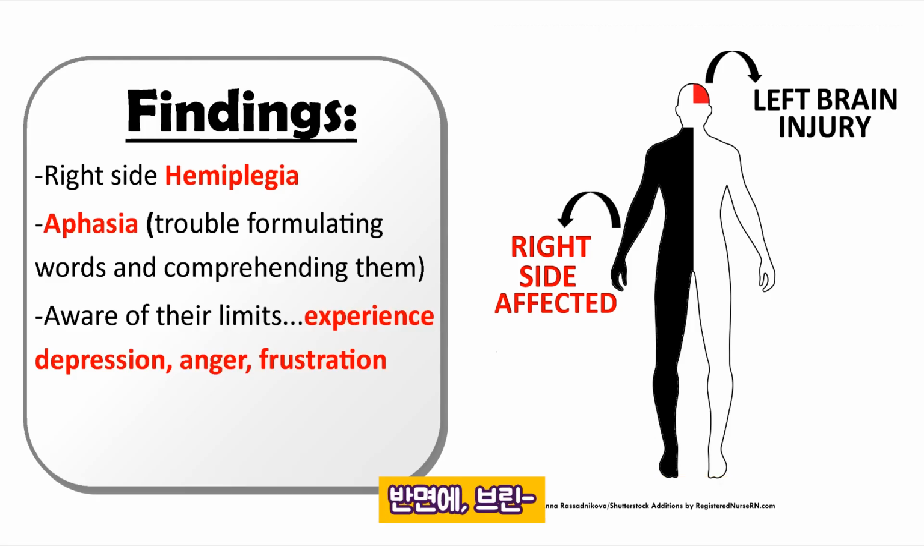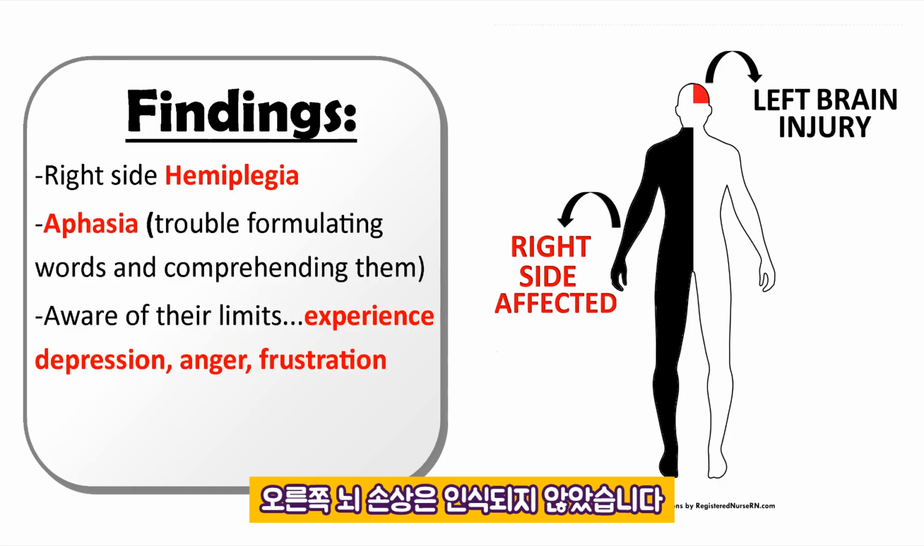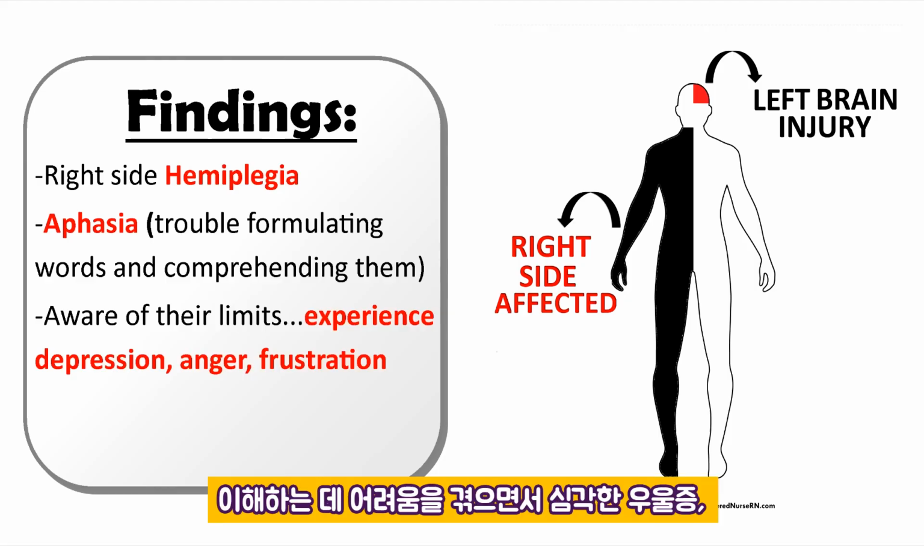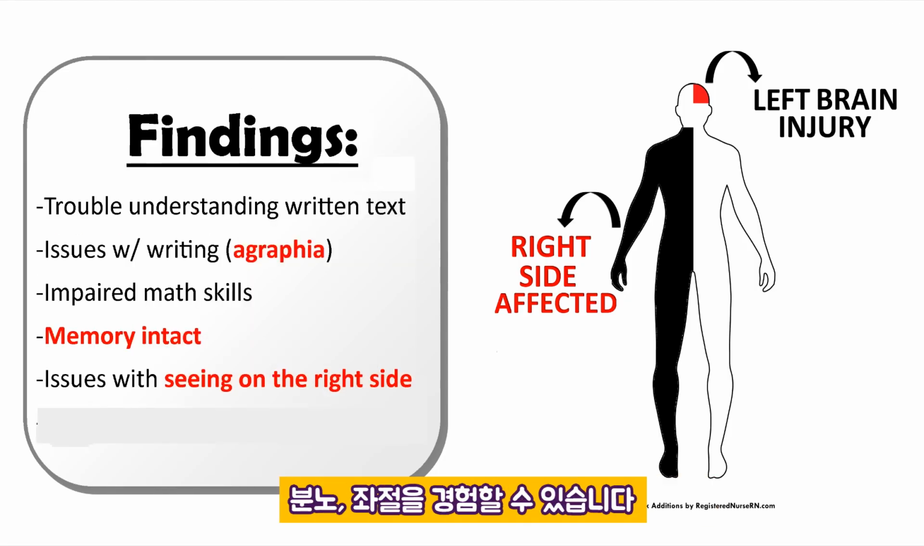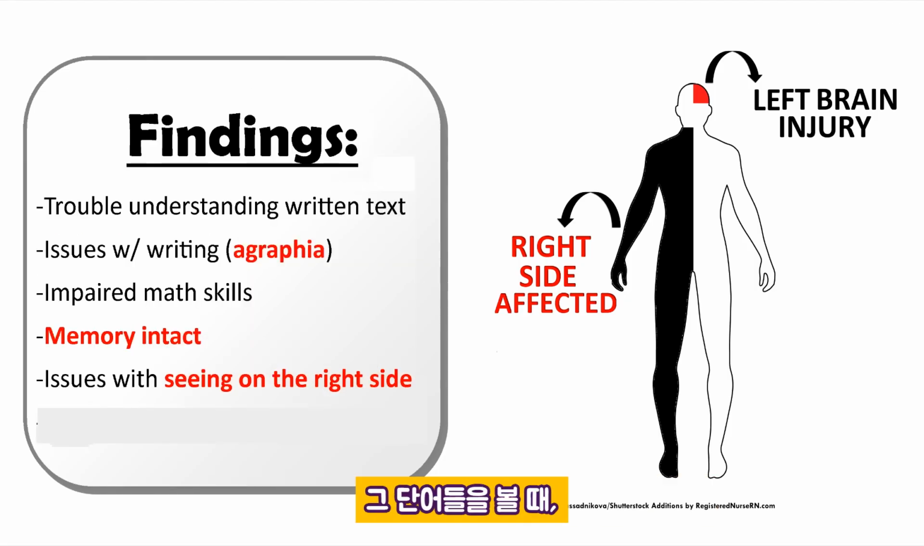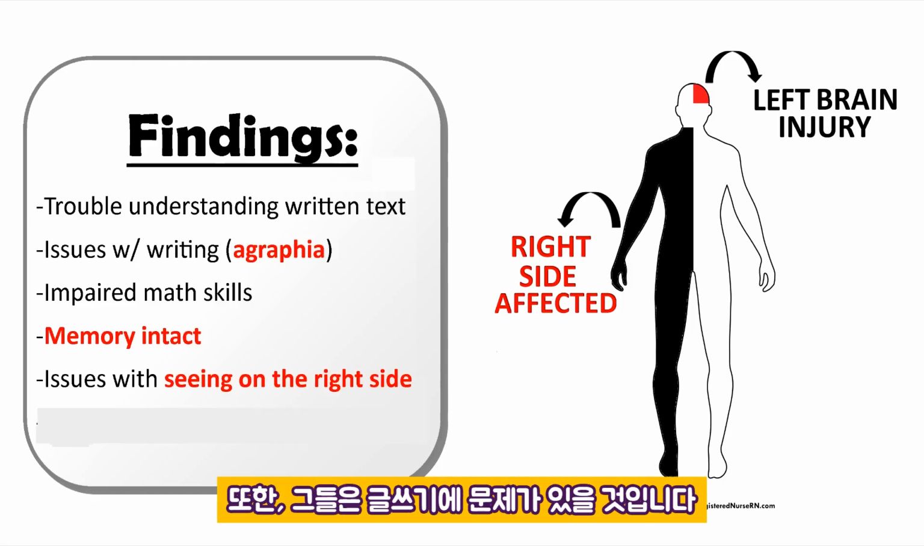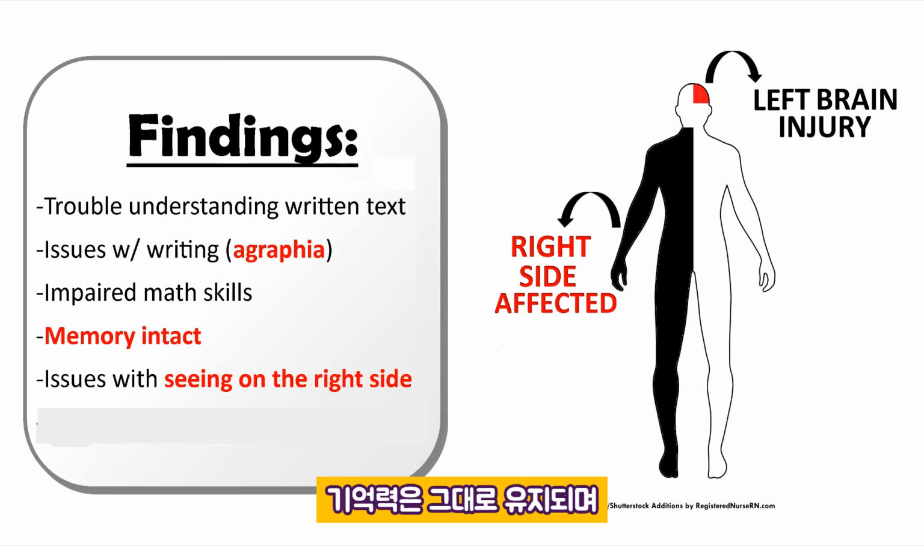Also, these patients are going to be aware of their limits. On the contrary, the patient with the right brain injury was not aware, but this patient will be aware of them, and they can experience severe depression, anger, and frustration, along with having trouble understanding written text. When they look at those words, they do not make sense to them. Also, issues with looking at numbers and interpreting math. Like the third point, they'll have impaired math skills. Also, they will have issues with writing, so agraphia, and their memory will be intact, and they can have issues with seeing on the right side of the body.